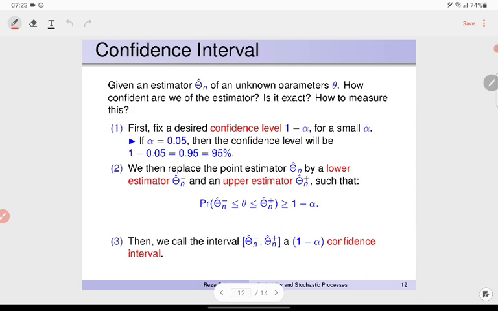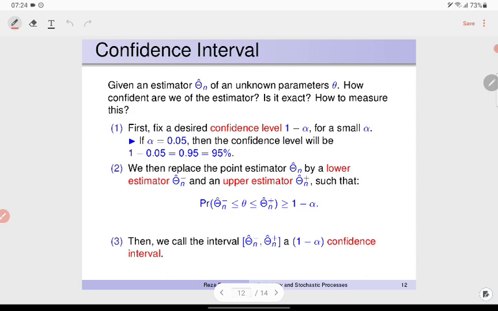Now the problem is, if we have already managed to estimate these parameters, how certain, how confident are we of this estimate? Given an estimator, for example theta hat n of an unknown parameter theta, how confident are we of the estimator? Is it exact? Is it good? How do we measure this? How do we know? How do we measure the confidence level of this estimation that we have?